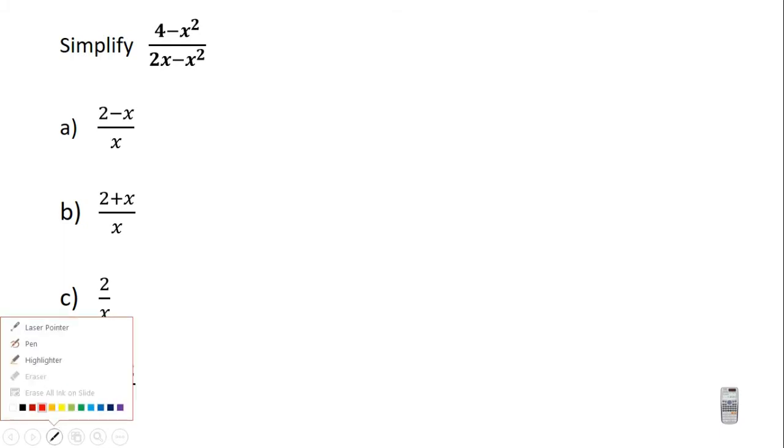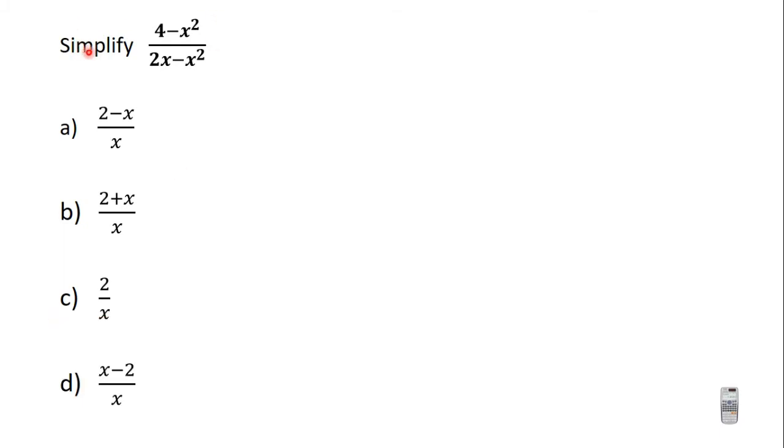Let's say you go into an examination and you have been given this question. Simplify (4 - x²)/(2x - x²). And you have been given the options A, B, C, and D. So this is an objective test and you're supposed to simplify this. And one of these is the answer. But the problem here is that you can't simplify this. You don't know how to do it. I'm going to teach you how you can use your calculator to trick the question into giving you the answer.